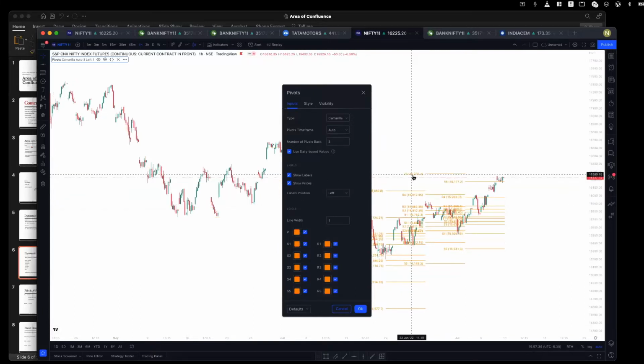Show labels means the labels like R1, R4 and the particular individual price. So you'll see the difference. R1, R2, R3, price.